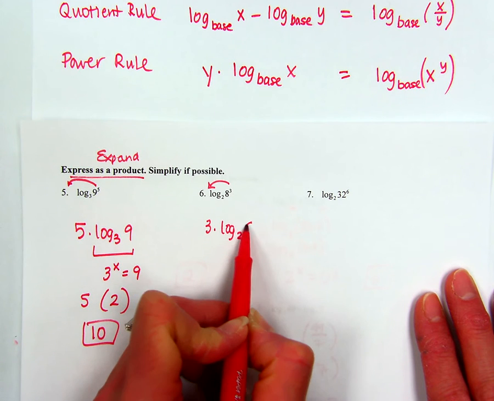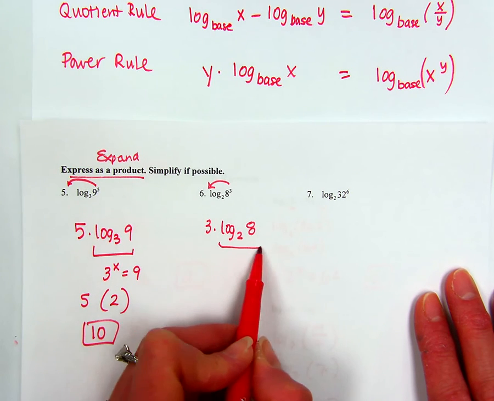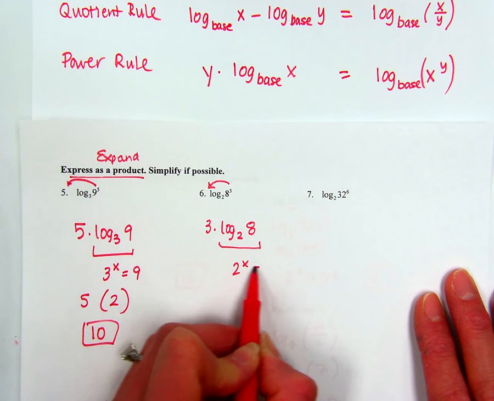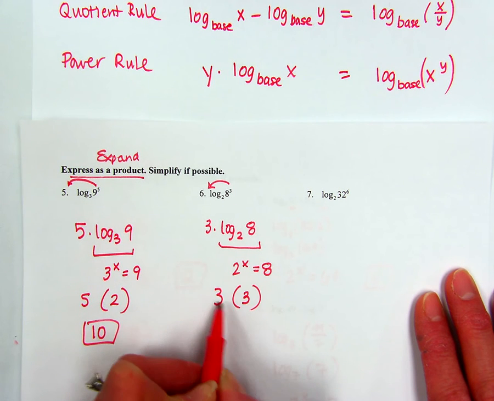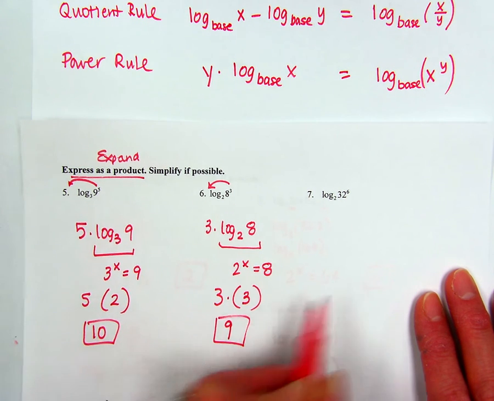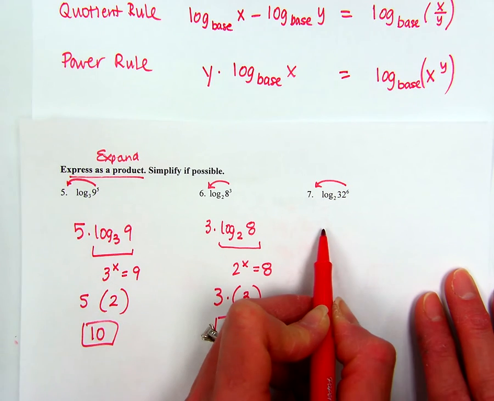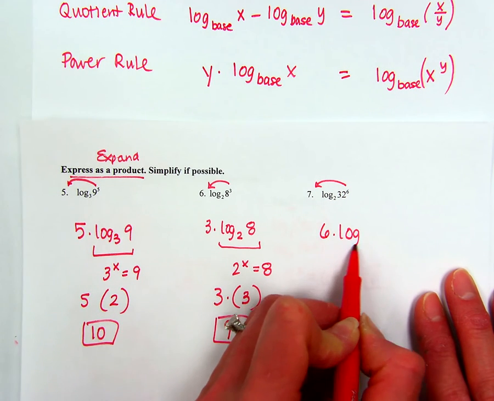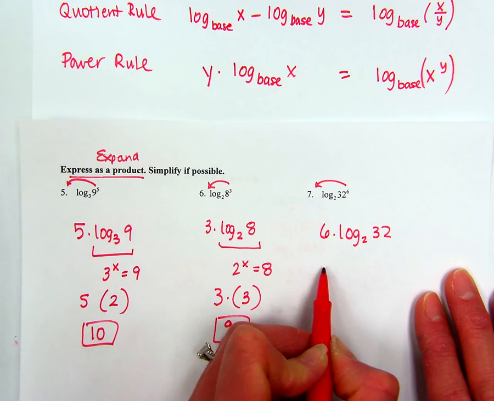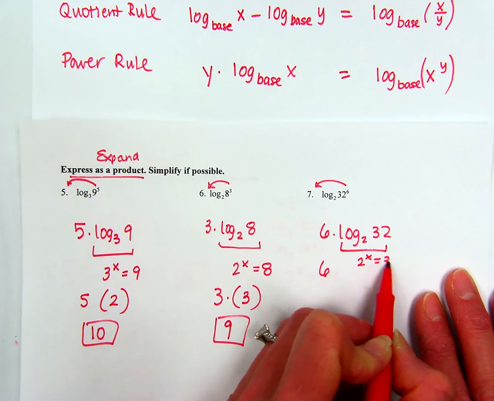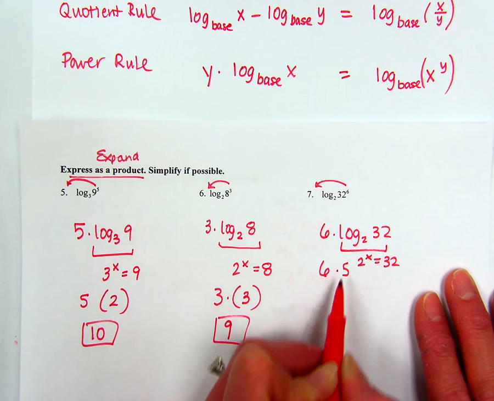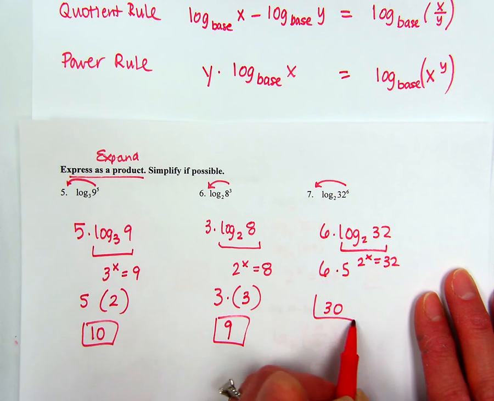So 3 times log base 2 of 8. Now you have to do this part. 2 to what power gives me 8? That's 3. So then 3 times 3 is 9. This one, I move the 6 out in front. 6 times log base 2 of 32. So I need to know 2 to what power gives me 32? That's 5. So 6 times 5 is 30.